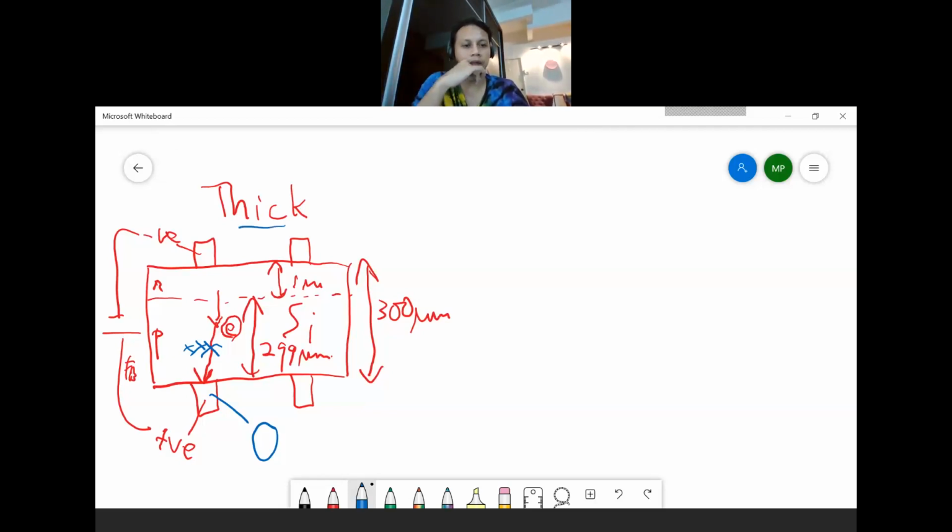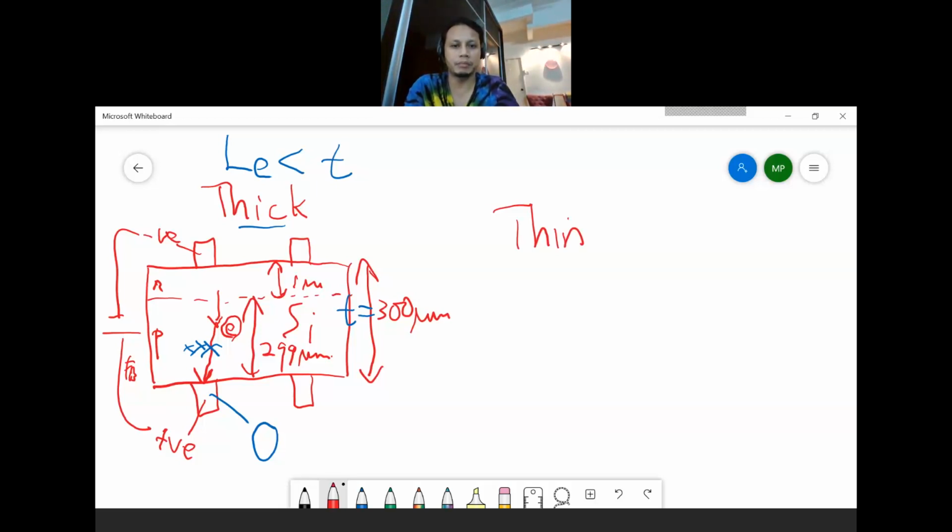Okay. Sebab dia terlalu tebal, diffusion length of electron is less than thickness. So T is thickness here. Okay. So that's the first case. So the second case is that it's called a thin diode. Thin diode, the very same situation, except the thickness is very small.